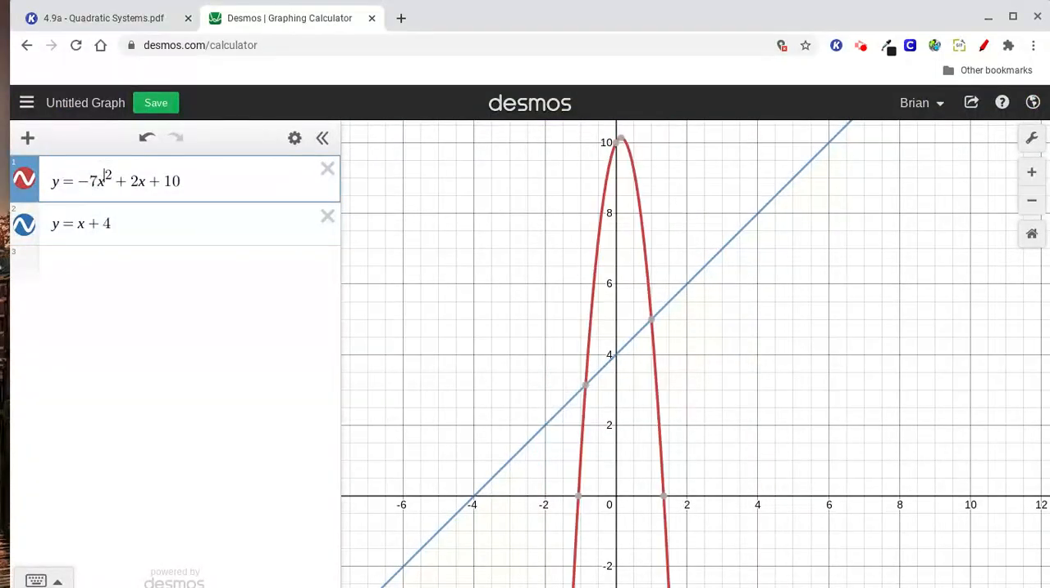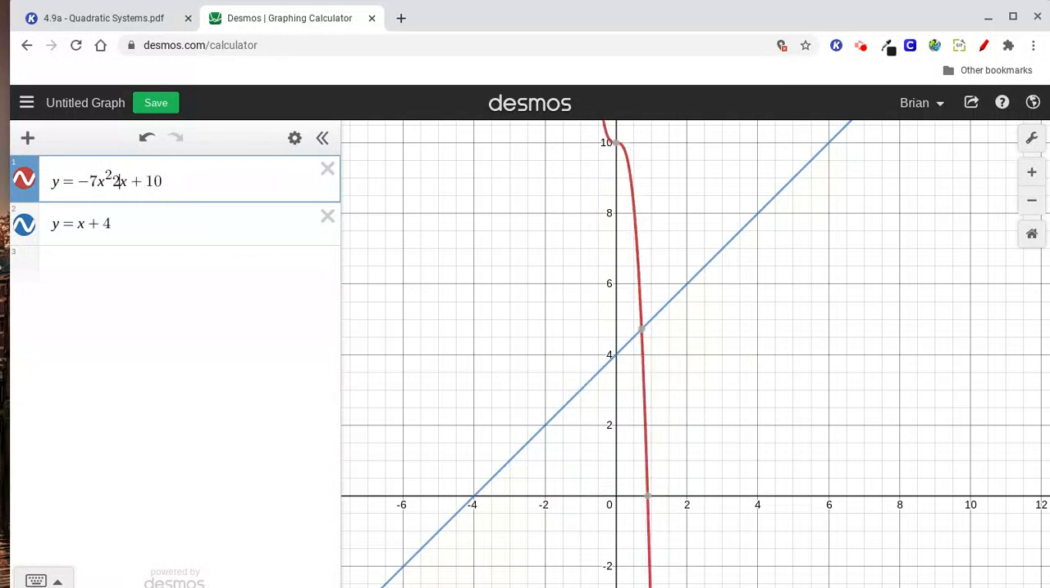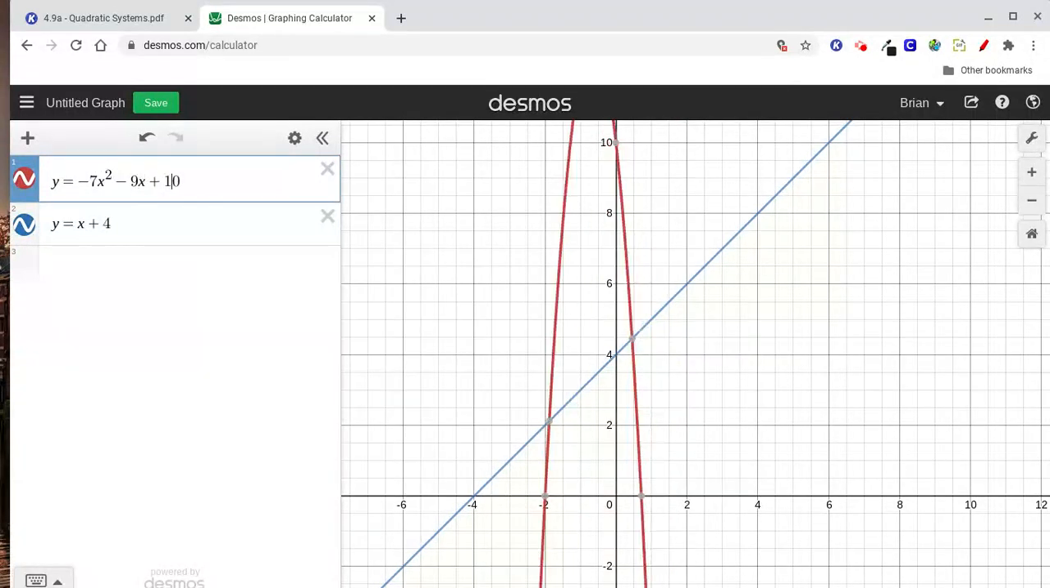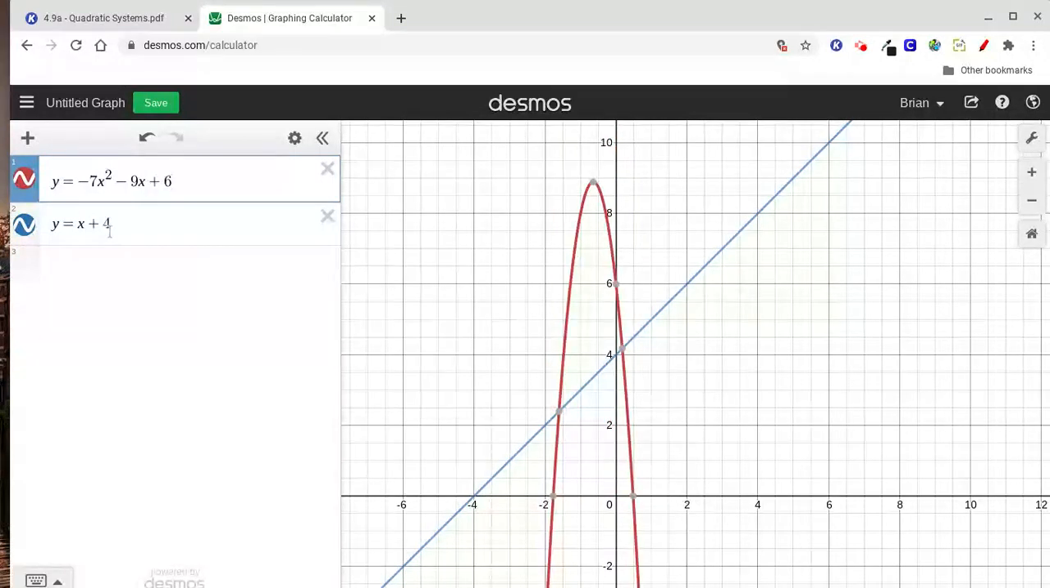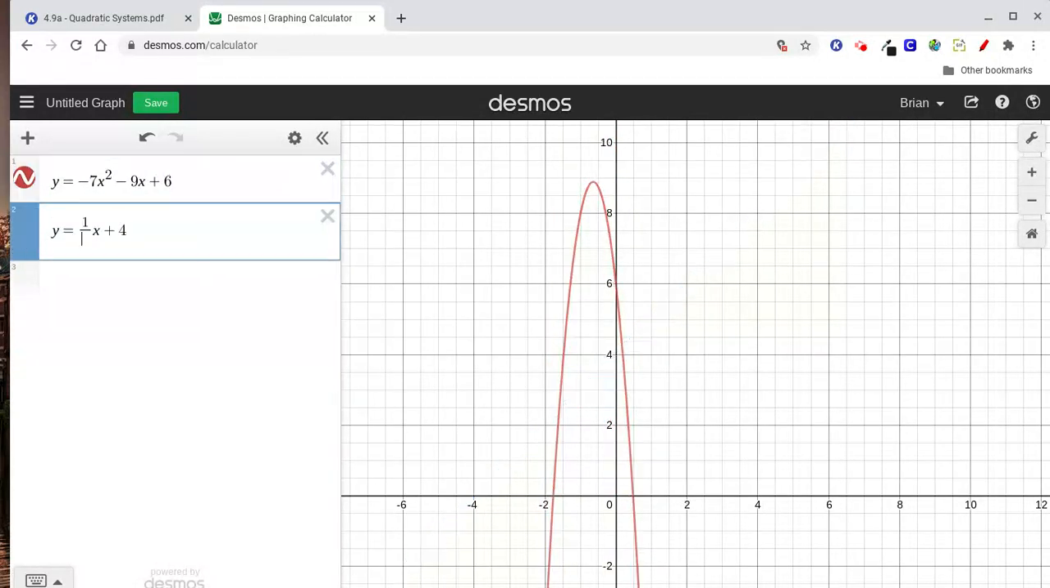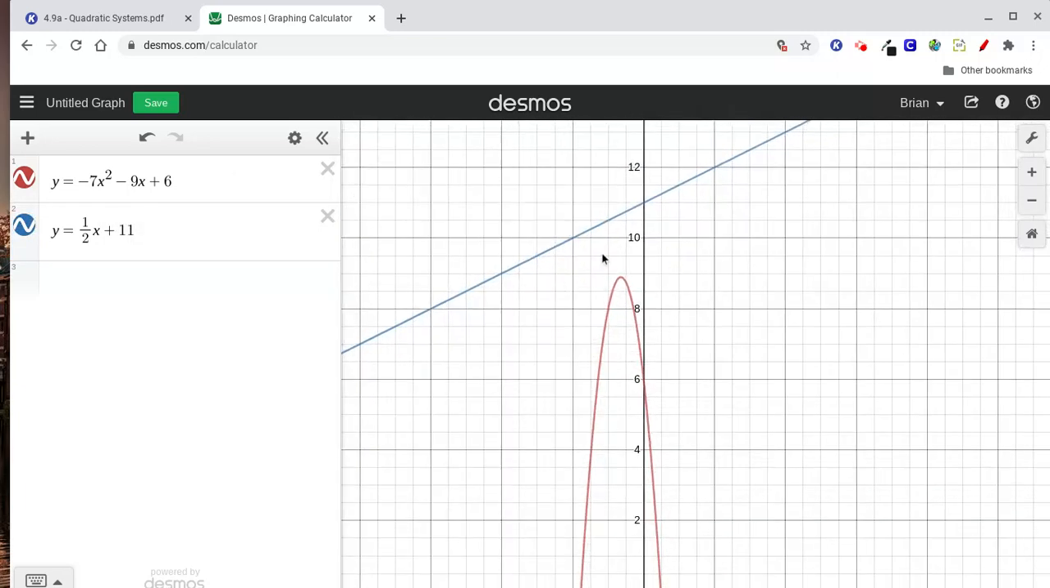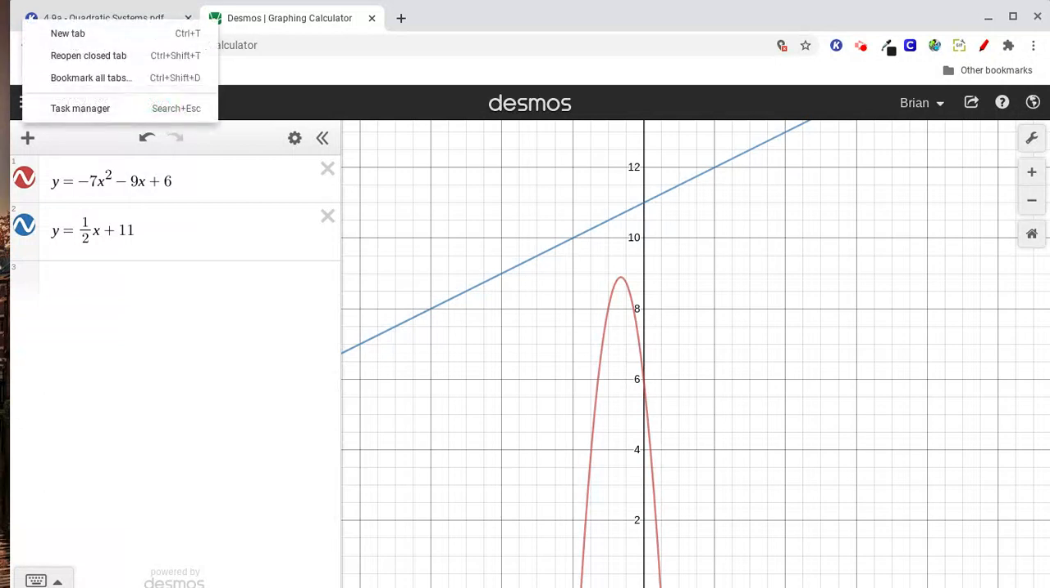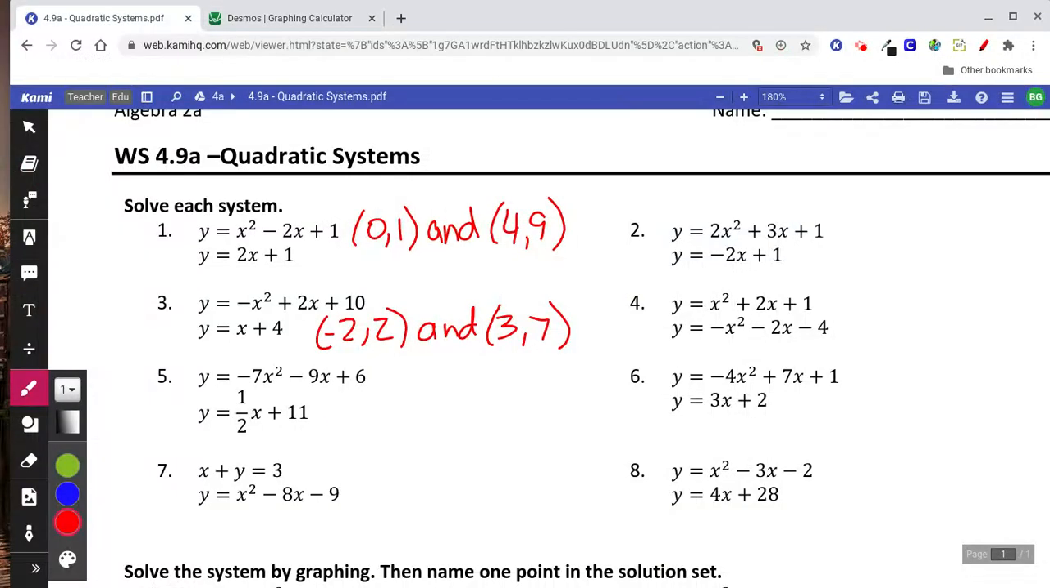Got negative 7x squared minus 9x plus 6. And we can do a fraction, 1/2 plus 11. All right, this one's weird because they don't cross, and that's okay. When the two graphs don't cross, we would say no solution. There is no point in common. There is no intersection. So no solution. It wouldn't hurt if you actually drew what it looked like.